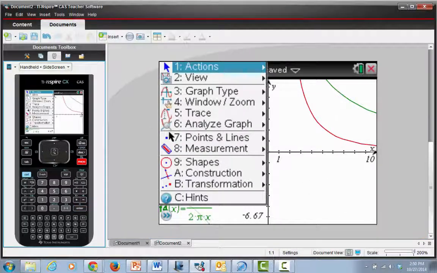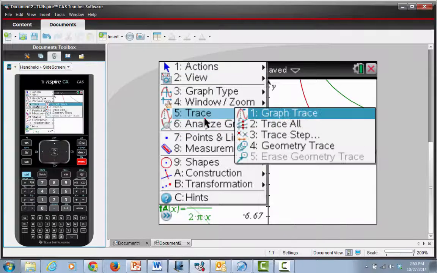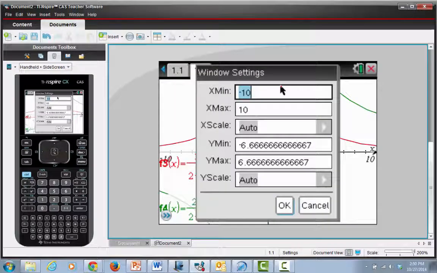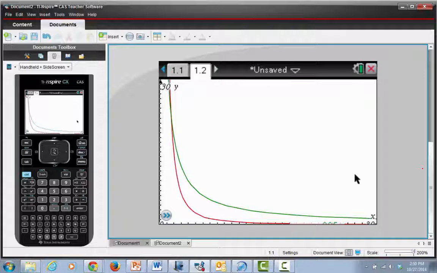So what I want to do is I'm going to go to menu, and I'm going to go to zoom and change my window settings, because I'm going to tell it I want to start at 0, and I want to go up to, say, let's say 30. So this will change my window so that I will not have any negative values, and I'm going to go up to 30 on the Y as well. Look at there. Okay? I want to see where these two lines cross. Do you think it only crosses once or twice? It's probably going to cross twice.